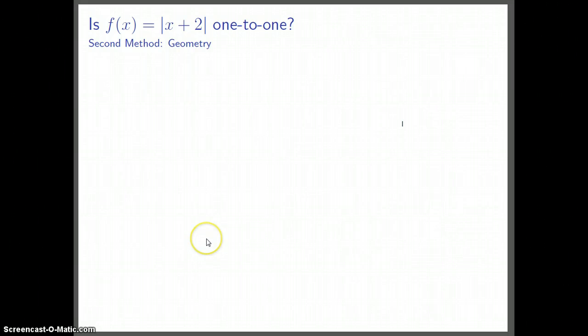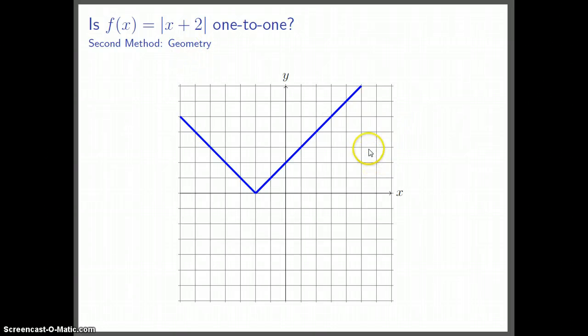Now, there's a second method that we can use to see if the function is one-to-one or not, and that's going to use geometry. So let's go to the picture. We recall that this was the graph of f of x equals absolute value of x plus 2, and we're going to run the horizontal line test. We should ask if we can draw a horizontal line somewhere which will cross the blue graph more than once, so twice or more. This red horizontal line will do the trick. Where does it cross? At these two points shown right here.